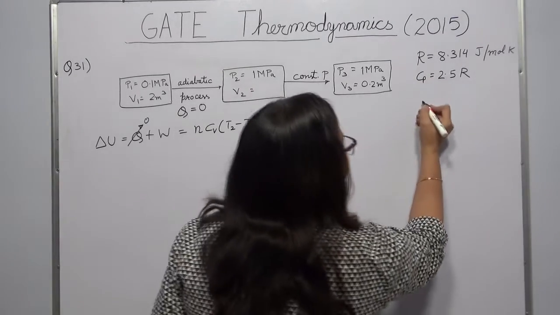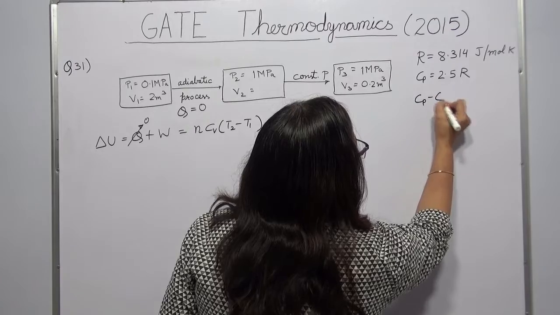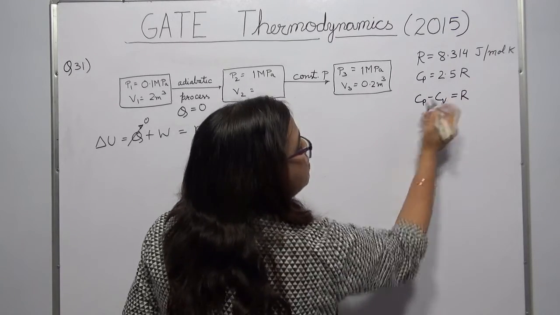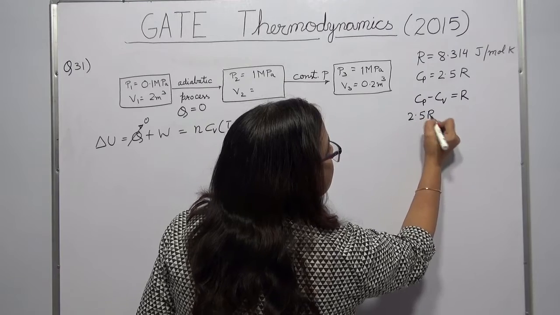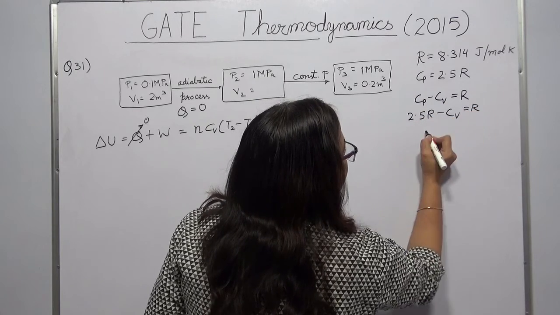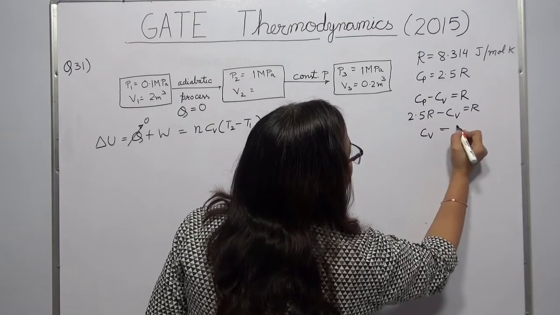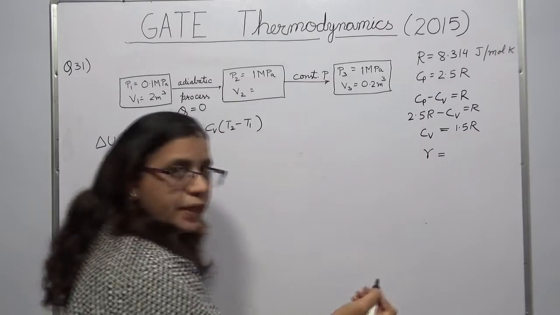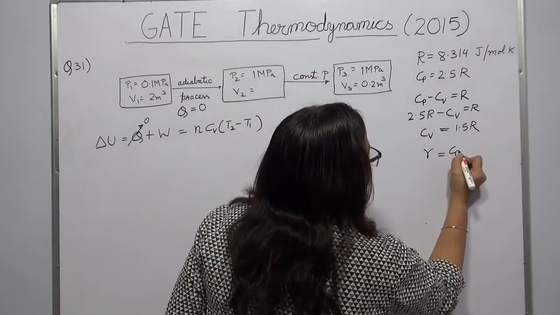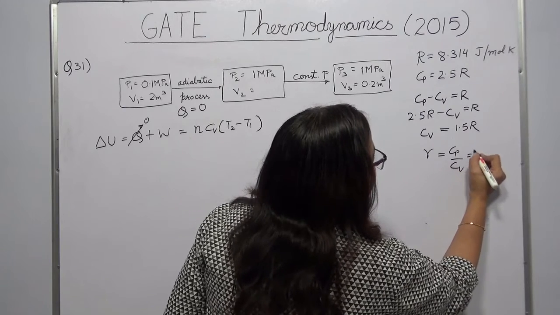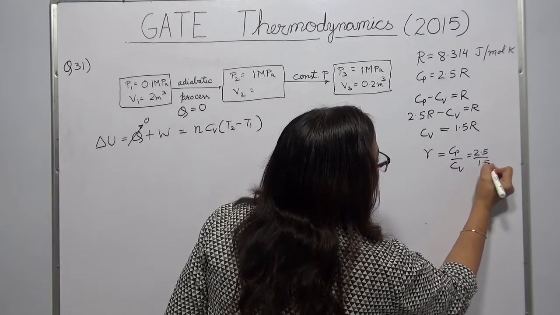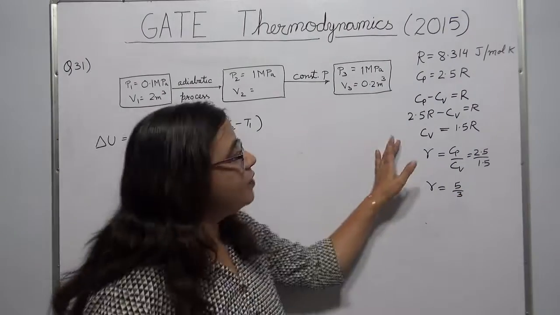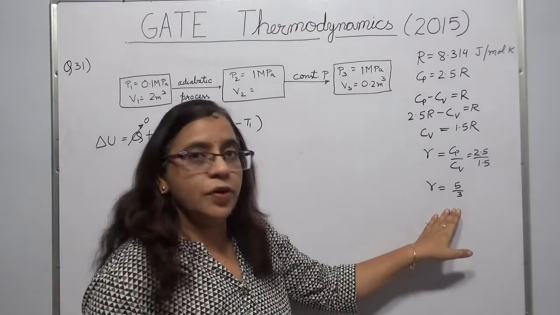So first we will find that. Your Cp minus Cv is equal to R, but your Cp is given as 2.5 R. So then I can calculate my Cv, which will be equal to 1.5 R. I can also calculate my gamma, which will be equal to Cp by Cv, that is 2.5 upon 1.5, or I can write it as 5 by 3. You have calculated what your Cv and your gamma are.